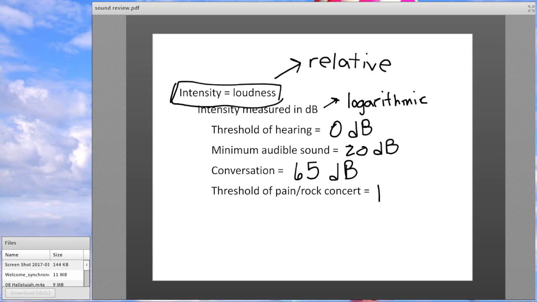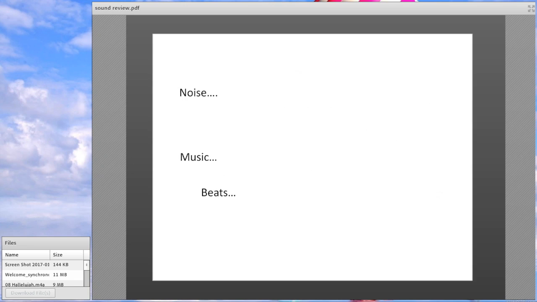And then your threshold of pain is about 120. That's also a rock concert. That's why a lot of people that are into sound say be careful with the rock concerts or wear earplugs at a rock concert. That seems to kind of defeat the purpose of a rock concert to me, but it is what it is. So again, those are things that I would have to memorize. I would not just remember them.